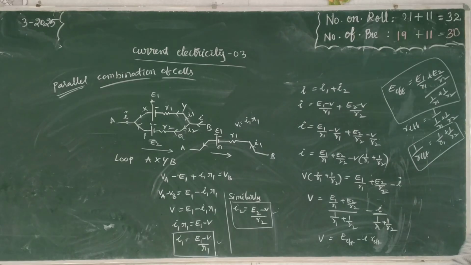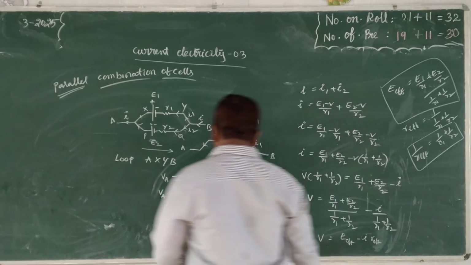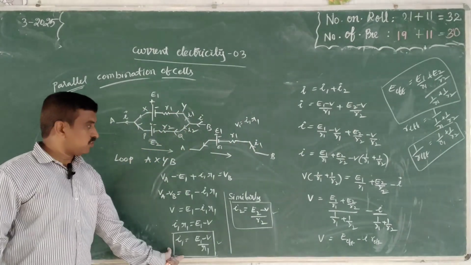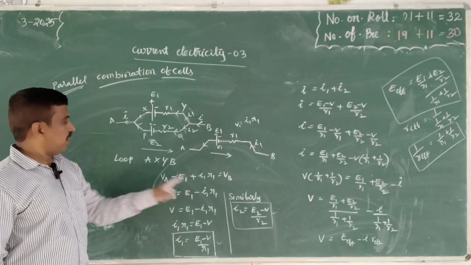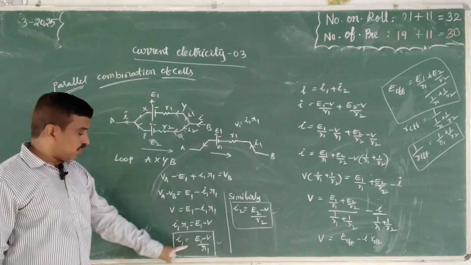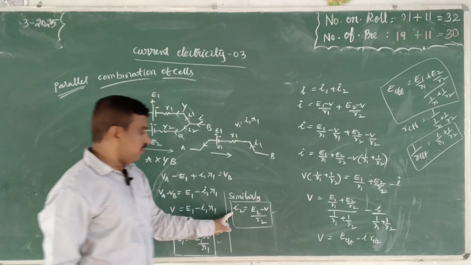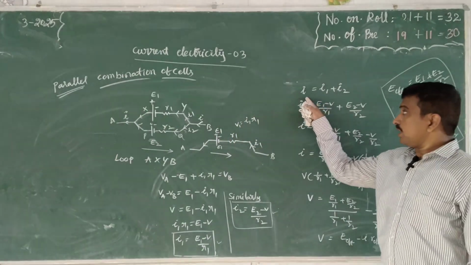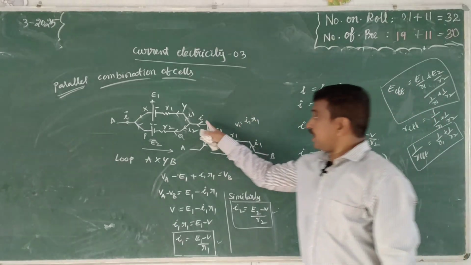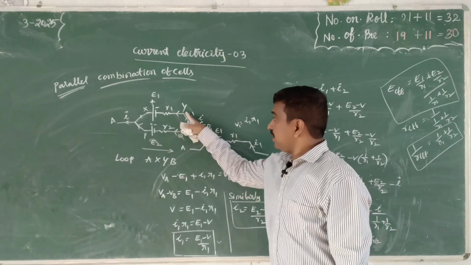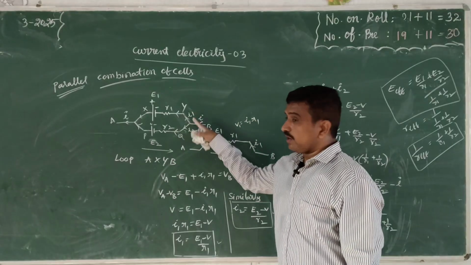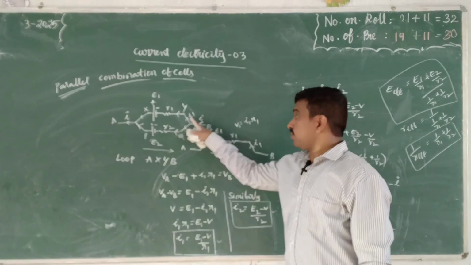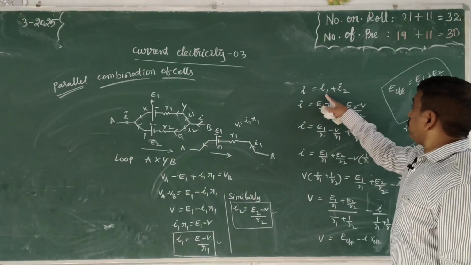Now, how do we get I1? We took this loop for I1 and this loop for I2, so I1 equals (E1 minus V) by R1 and I2 equals (E2 minus V) by R2. Total current equals the sum of the individual currents. Why? Because the current I entering is divided in both directions, I1 and I2, so I equals I1 plus I2.